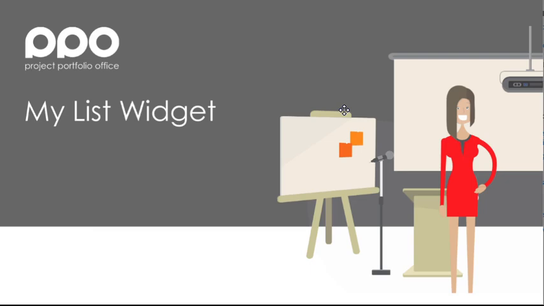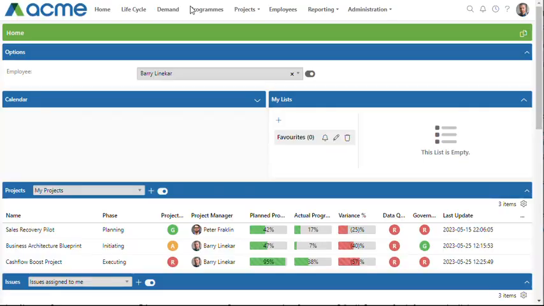So are you battling to focus on the important items that you need to get done? Are you keeping a list of things on the side that you need to address? Are you dropping the ball and don't feel organized? Well, the My List widget has got you covered, so let's jump right in.